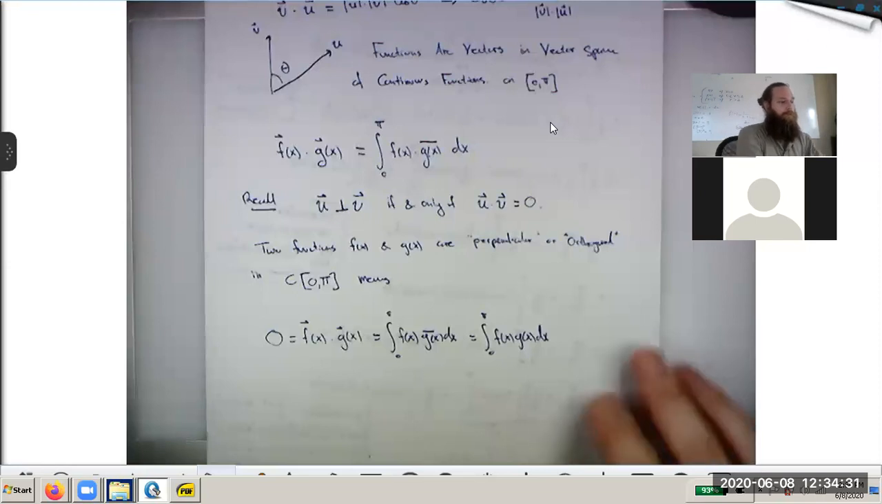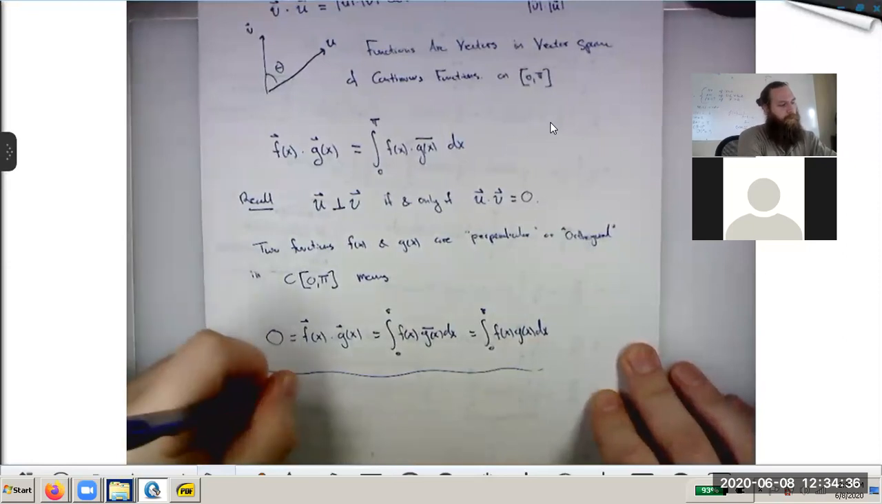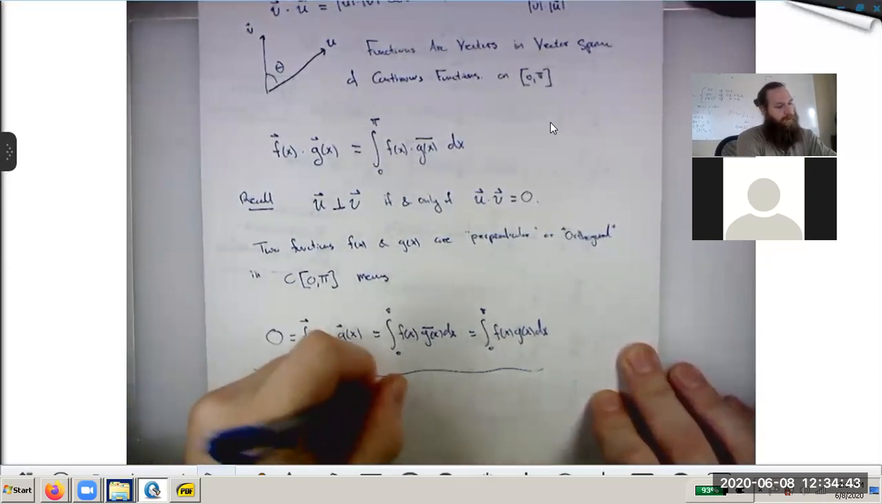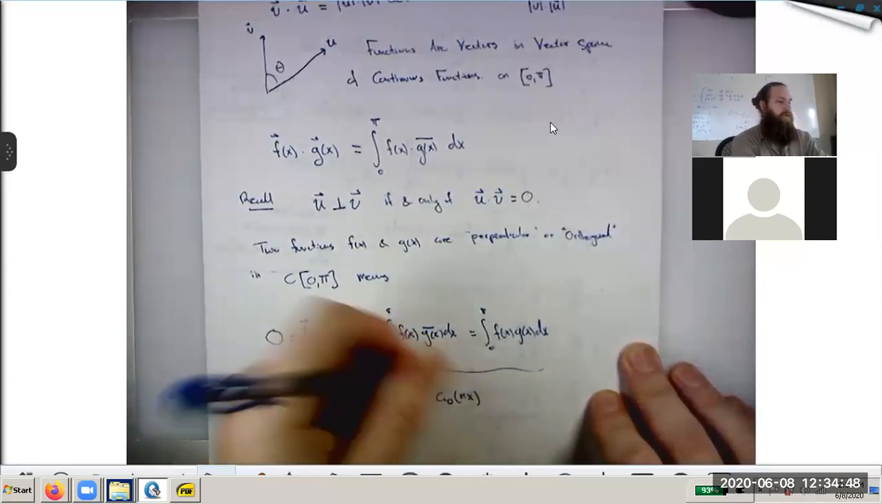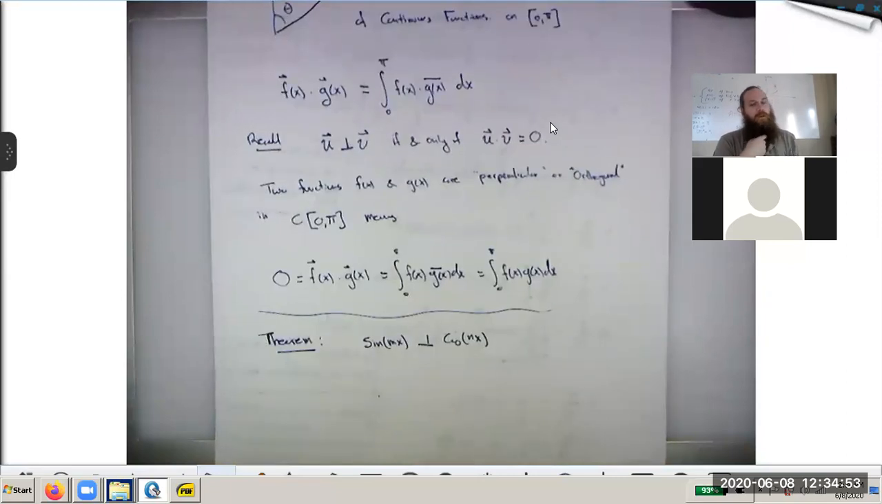And more generally, there's a big theorem. It's one of the major theorems in early Fourier analysis. Sine mx is perpendicular to cos nx, unless m and n are identical. So integrals of products of sines and cosines often come out to 0. They almost always come out to 0.